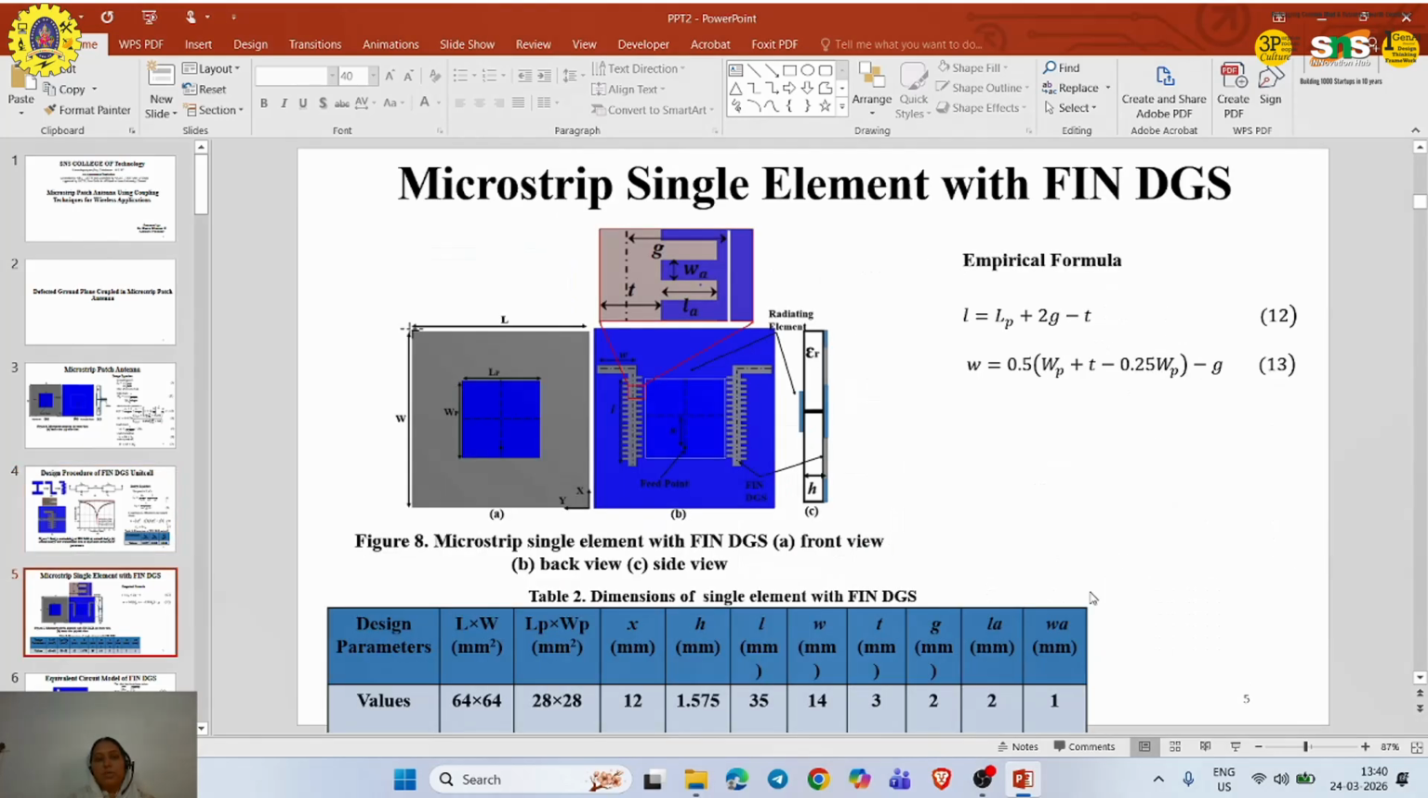Next, we have placed the fin DGS, the defected ground structure, on the backside of the substrate. Here I have disturbed only the non-radiating side. Wherever I have fed is what we call the radiating side of the patch. The feeding side is always the radiating side, and the side where there is no feed is called the non-radiating side.